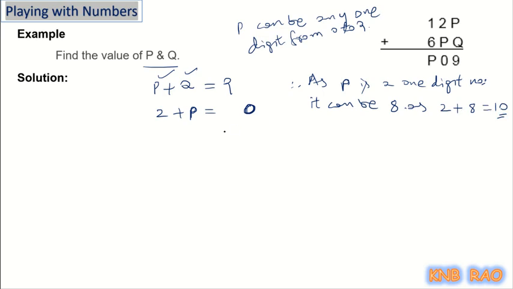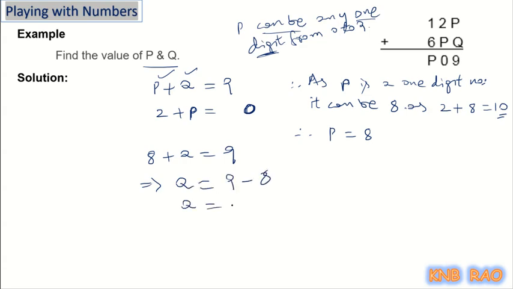Suppose I want 2 plus 18 becoming 20 ending with 0, but P cannot be 18. P is not a double digit number, it is a single digit, isn't it? P can be any one digit number, okay. So, if P is 8, then here 8 plus Q equals 9, it implies Q equals 9 minus 8, it implies Q equals 1, right. So, therefore, I got the value of P as well as Q.